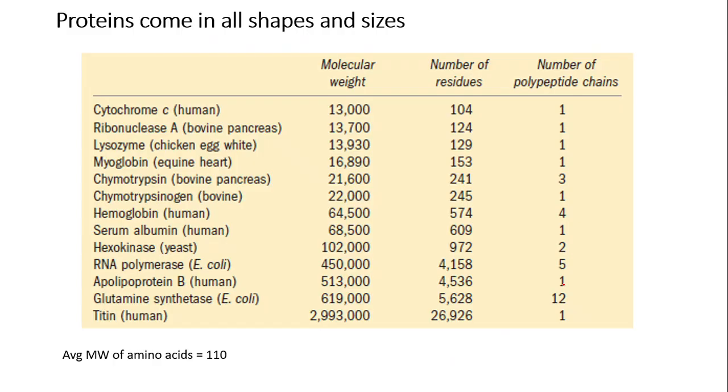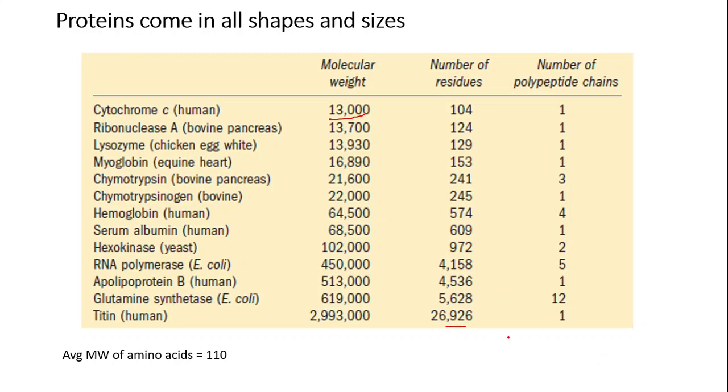Next, what we are going to discuss is proteins themselves. Proteins come in various shapes and sizes. You can see that the molecular weight of a protein can vary from as small as 13,000 to as large as 290,000 and so on. This is the number of residues.